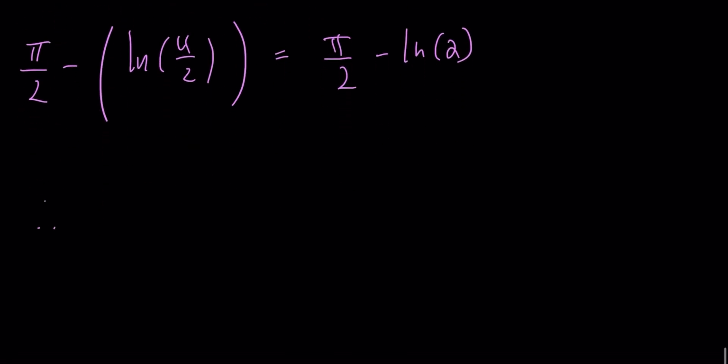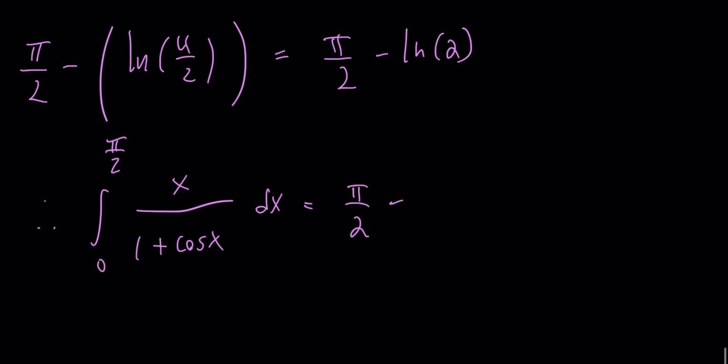So therefore, the integral from 0 to pi over 2 of x over 1 plus cosine x dx is equal to pi over 2 minus the natural log of 2. And that is the final result.